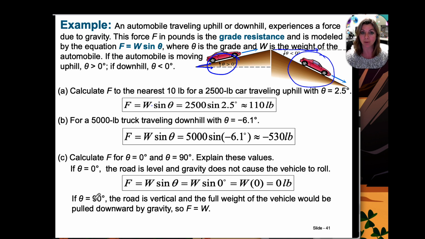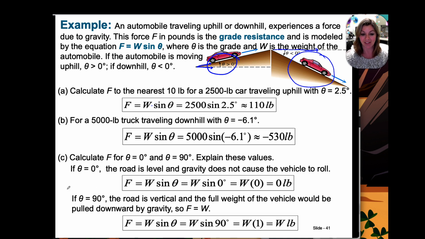So flat road, no grade resistance. Let's talk about if theta were equal to 90 degrees. That road is vertical, and therefore the full weight of the vehicle would be pulled down by gravity. So force equals weight. If you're studying physics classes or engineering, you'll see that. Using the formula, it would be the weight times sine of theta. Well, if theta is 90 degrees, then sine of 90 is 1. You can get that from your table or unit circle or your graph. And the weight of the vehicle times 1 is the weight of the vehicle itself. So if the road is vertical, or theta is 90 degrees, that grade resistance, or the force due to gravity, is the entire weight of the vehicle.